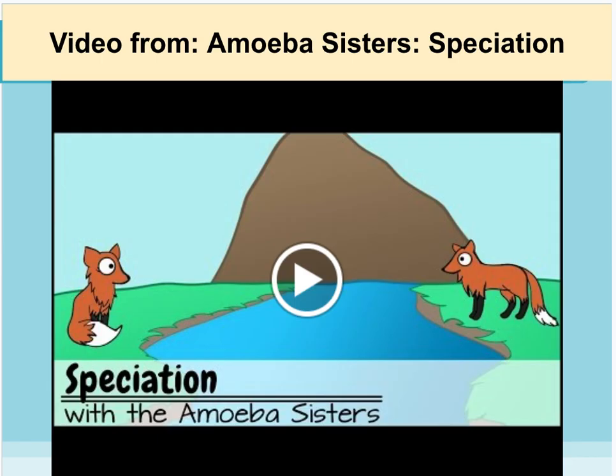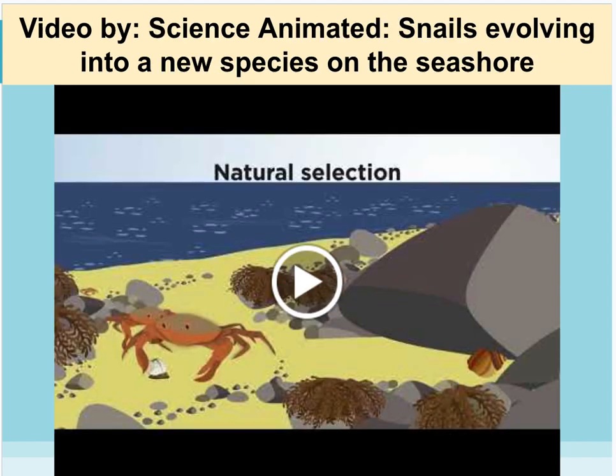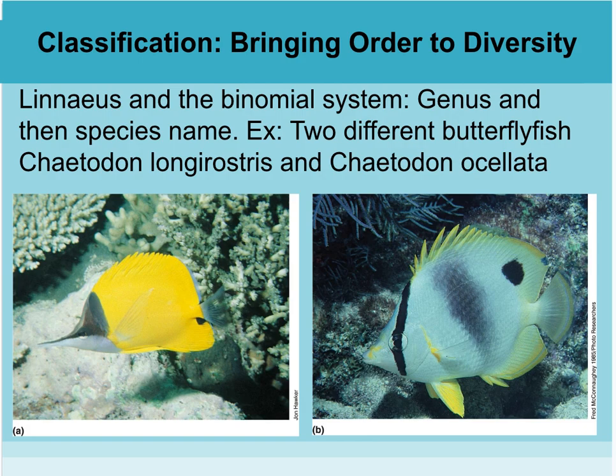This is a video by Amoeba Sisters on speciation that goes into more detail on how two species become different species. But I really, really like this video too, because it goes over some ocean organisms like shelled snails that we just talked about: Science Animated, Snails Evolving into New Species on the Seashore. That's really good. So once we have all these species, we like to classify them and give them names.